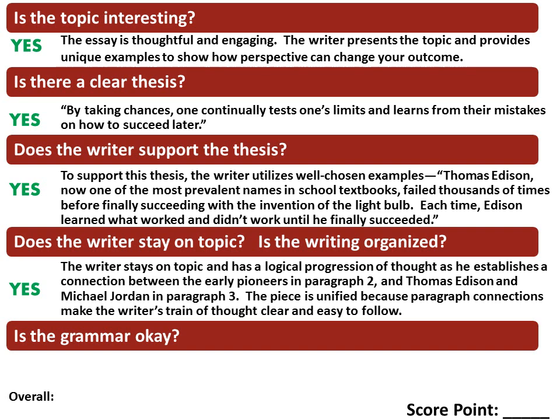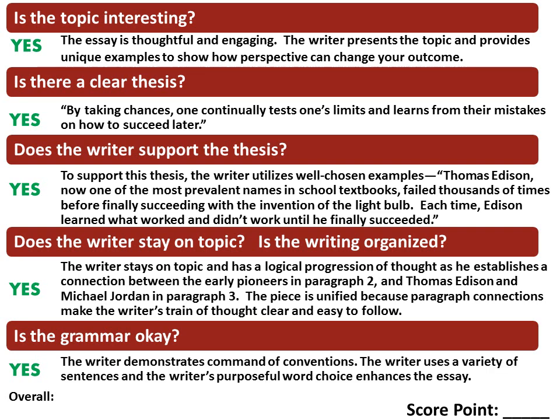The writer stays on topic and has a logical progression of thought, as he establishes a connection between the early pioneers in paragraph 2 and Thomas Edison and Michael Jordan in paragraph 3. The piece is unified because paragraph connections make the writer's train of thought clear and easy to follow. Is the grammar okay? Yes. The writer demonstrates command of conventions. The writer uses a variety of sentences, and the writer's purposeful word choice enhances the essay. Overall, this essay represents an accomplished writing performance, and therefore it receives the top score, a score point of 4.